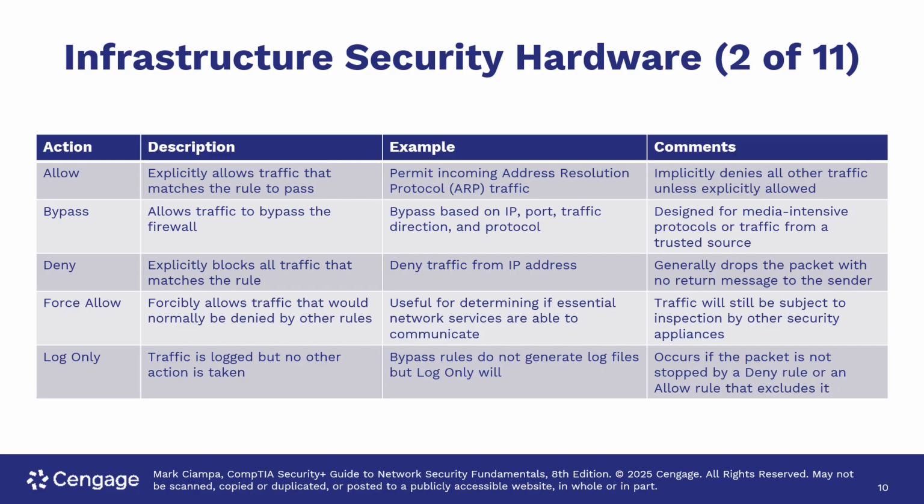Deny, again, just like you don't have the permission to go through, so we're going to deny that traffic from going through that router, or maybe based on an IP address or port or whatever. Force allow, forcibly allowing the traffic that would normally be denied by other rules. Or log only, simply we're just going to log everybody that's going through. Kind of like when you go through and the toll gate takes a picture of your license plate. Those type of things.